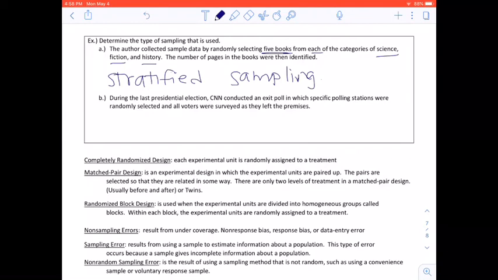B says, during the last presidential election, CNN conducted an exit poll in which specific polling stations were randomly selected and all voters were surveyed as they left the premises. So again, this is broken up into groups. These groups, though, are polling stations, and they didn't just poll and survey a few from each of these stations. They got all of them. Versus up here, it was only 5 books that they were sampling from. So since this is everybody from the whole entire polling station, this is considered a cluster sampling method.